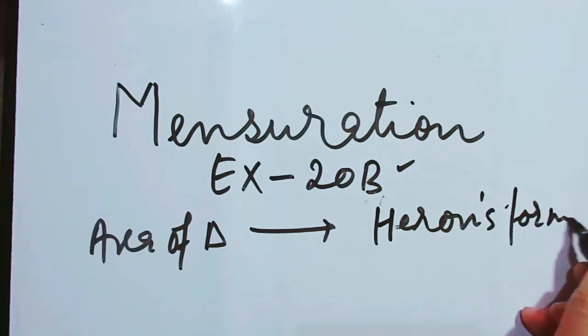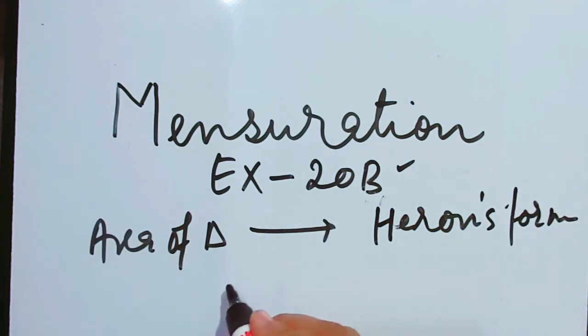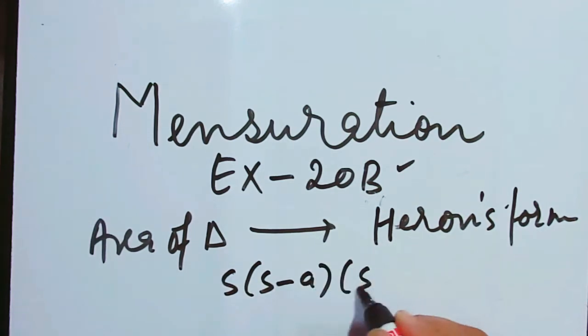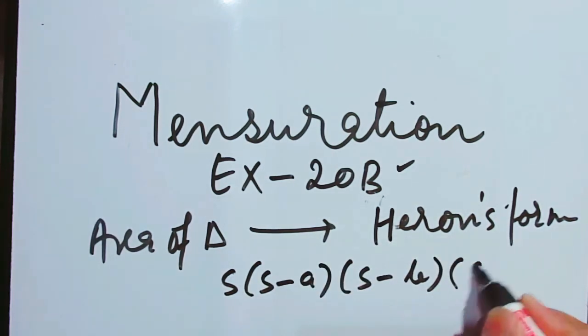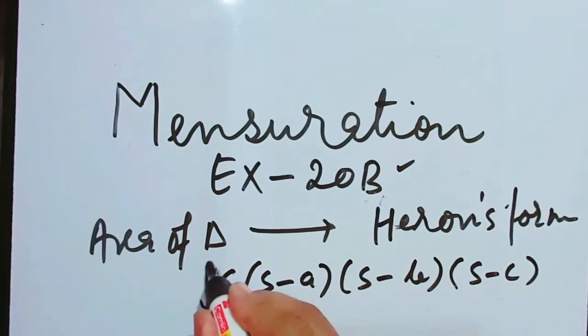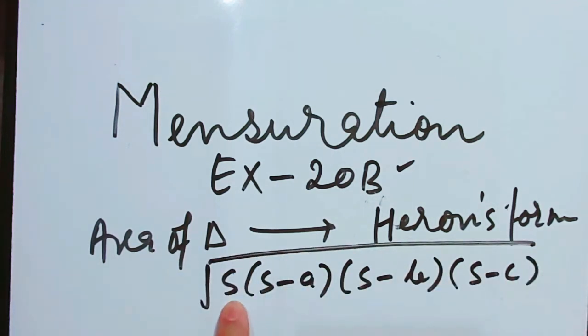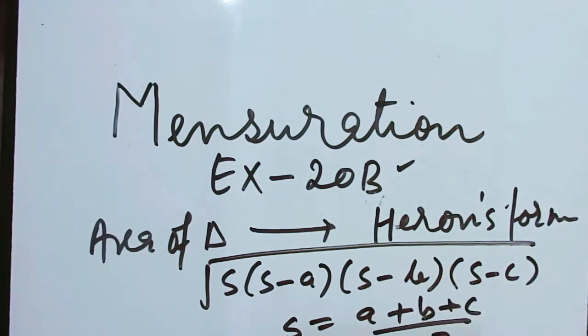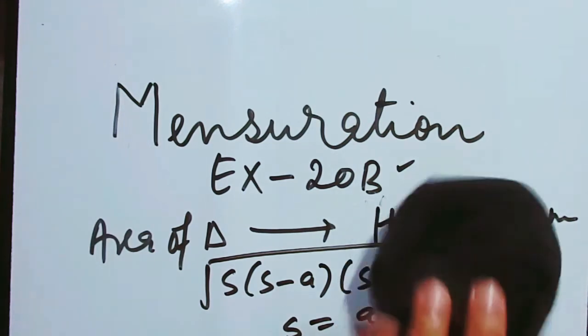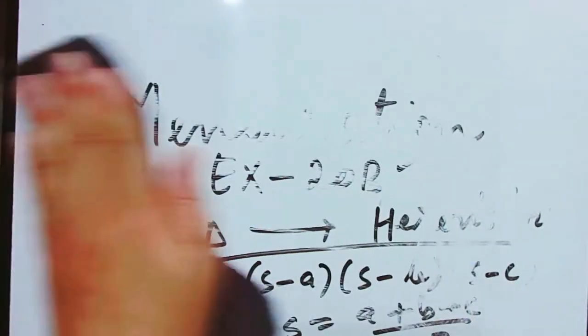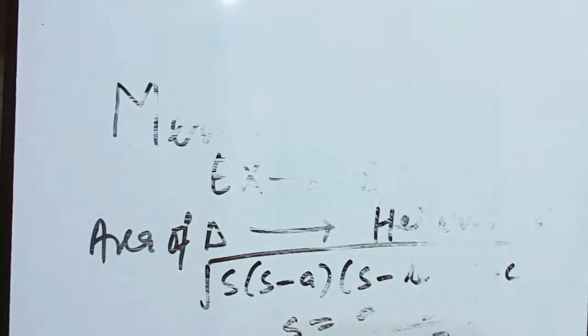which said that the area of a triangle is equal to the square root of s(s minus a)(s minus b)(s minus c), where s is the semi-perimeter of a triangle, (a plus b plus c) by 2, isn't it? Now, moving on to the next, we shall be dealing exclusively with circles.